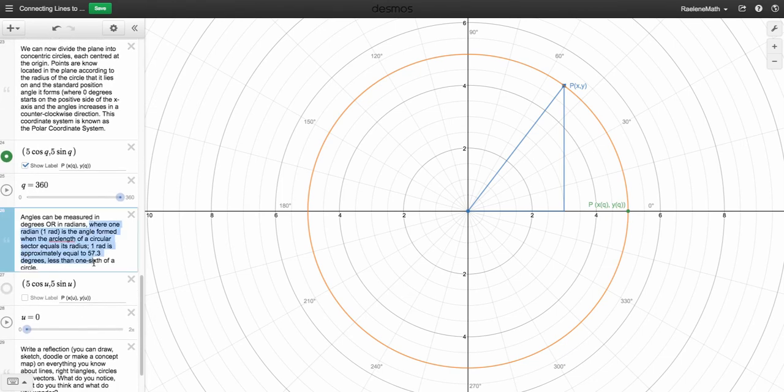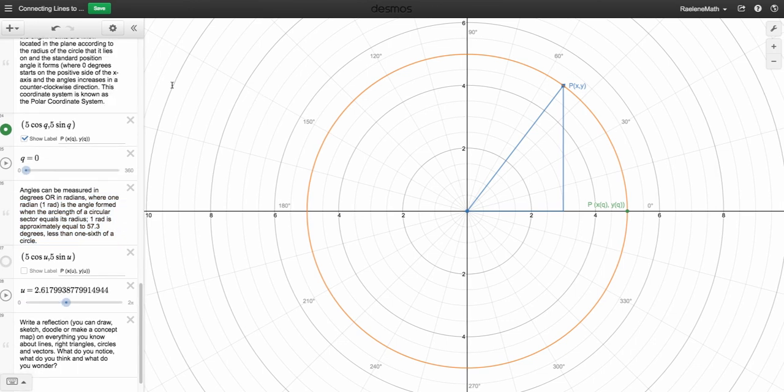And you may need to review that a radian is the angle formed when the arc length of a circular sector is equal to its radius. And 1 radian, or rad, is approximately equal to 57.3 degrees, which is less than a sixth of a circle. If you think 360 degrees divided by 6 is 60 degrees, then 1 radian is just a little under a sixth of a circle. So what we're going to do now is change to radian mode, just so we can see a different unit or measuring system.